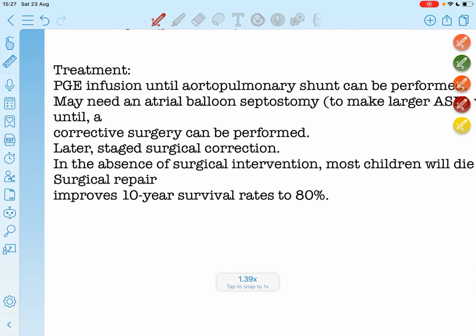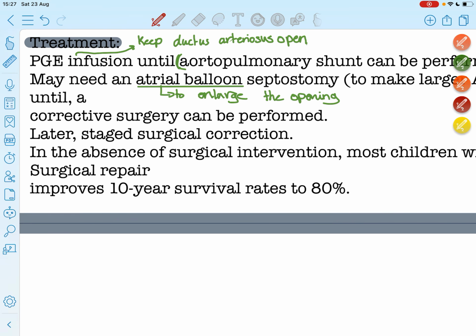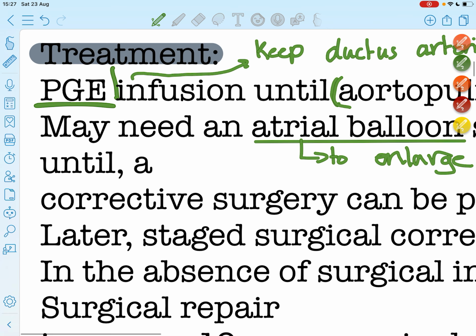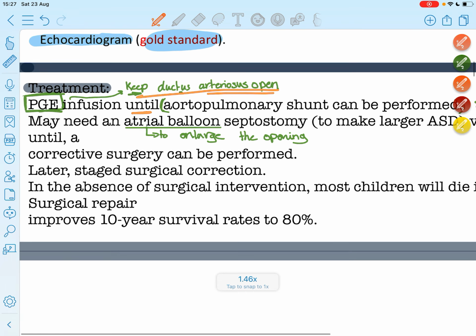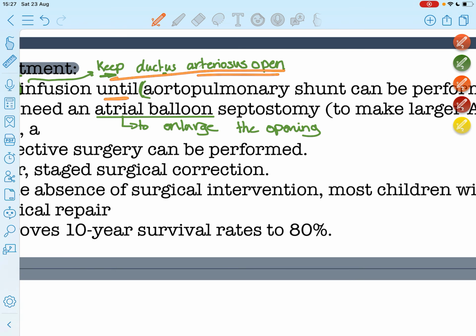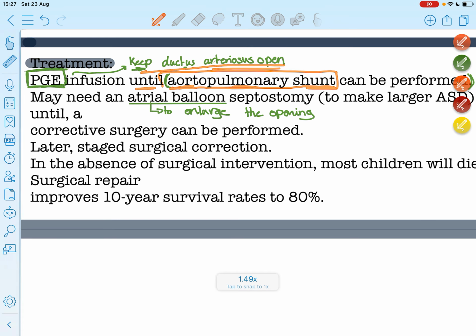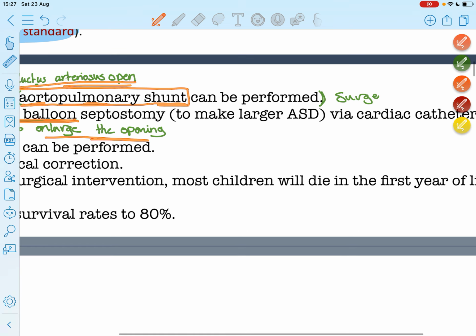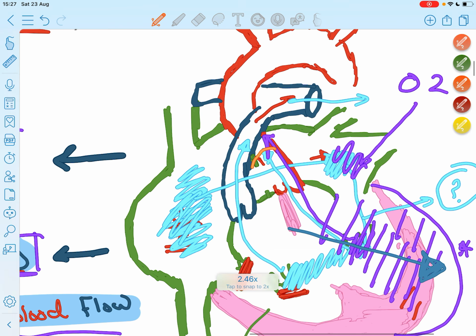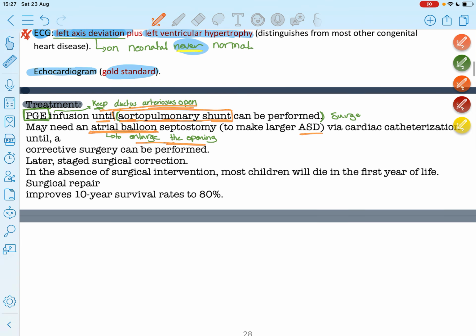How do we treat it? Of course, we need a surgical correction, but until the surgical correction happens, we give them PGE, prostaglandin E, to keep the ductus arteriosus open until the surgery is performed. What is the surgery we do? Aorto-pulmonary shunt. This is the name of the surgical correction. We can also use an atrial balloon to enlarge the opening of the atrial septal defect here. So this is the treatment. Corrective surgery can be performed.